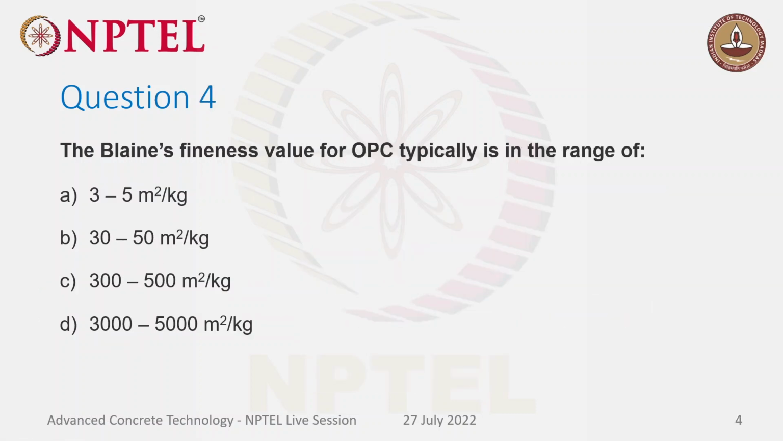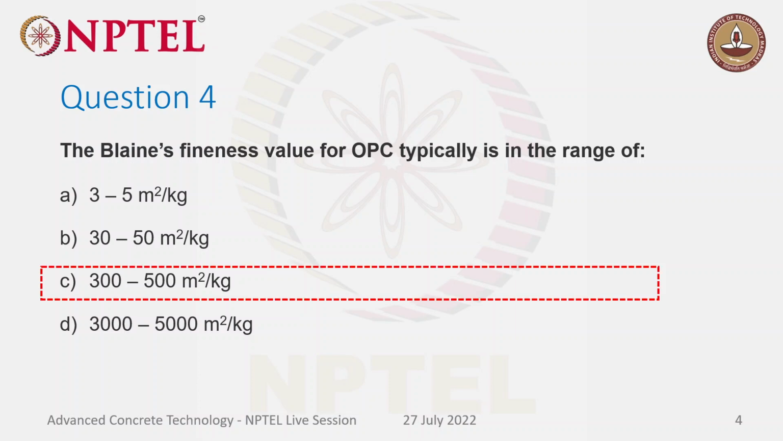And the fourth question is, what is the Blaine's fineness value for OPC? Typically it is in the range of... Here they are asking what is the Blaine's fineness. I hope you guys know the answer. It's very direct. You can give your answers in polls as well as the chat box if you're not able to answer in polls. So what is the typical range? The answer is option C, 300 to 500 square meters per kg. That is the Blaine's fineness value for typical OPC.